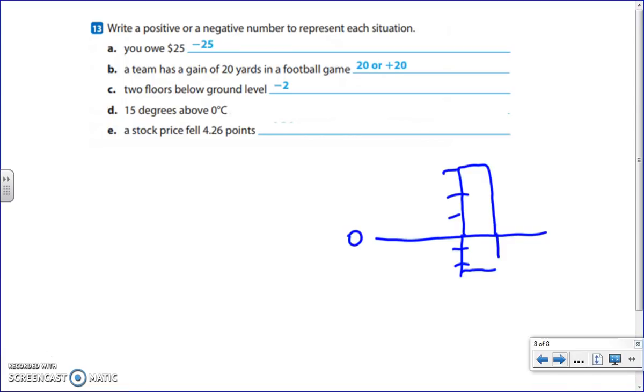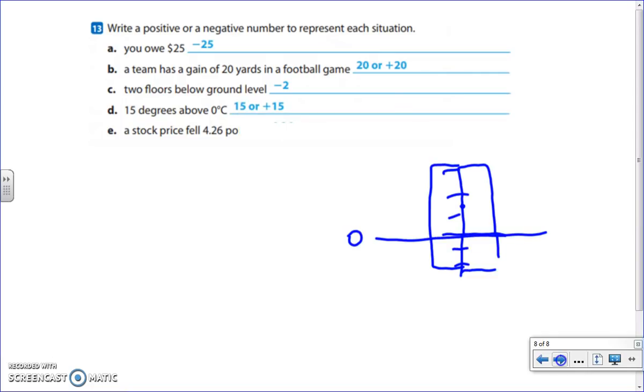15 degrees above 0 degrees Celsius. So now we're going to think of this as a thermometer. If here's 0 and we're 15 degrees above, I would say that's a positive 15 degrees or positive value. And then if a stock price is falling 4.26 points, it's going down, that would be negative 4.26. Okay, so there's some real life situations about where you need to consider positive and negative numbers.